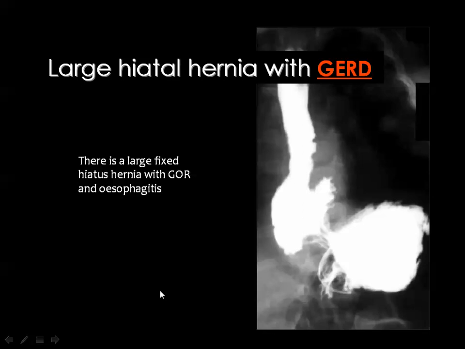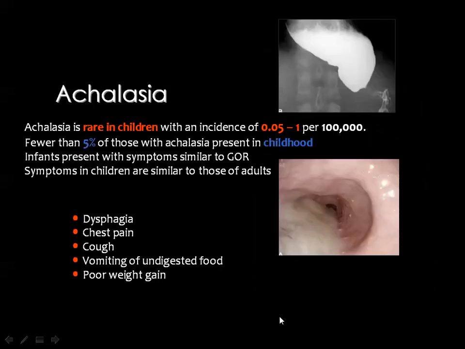Of course, reflux is common with patients with hiatus hernia, but it can also be present without the presence of hiatus hernia. Then achalasia is considered rare in children, and the incidence is about 1 per 100,000 cases, and fewer than 5% of those with achalasia present in childhood.